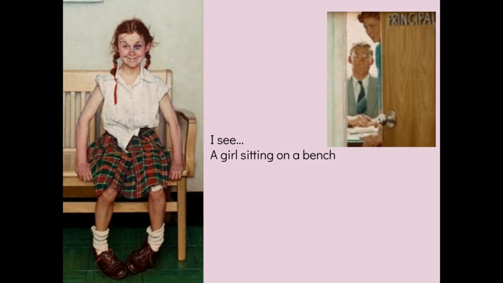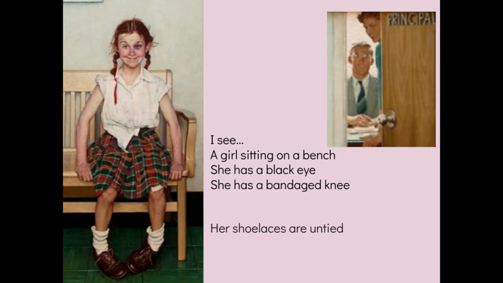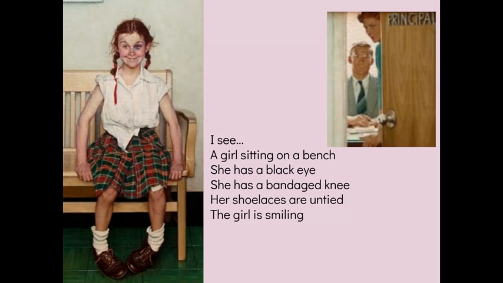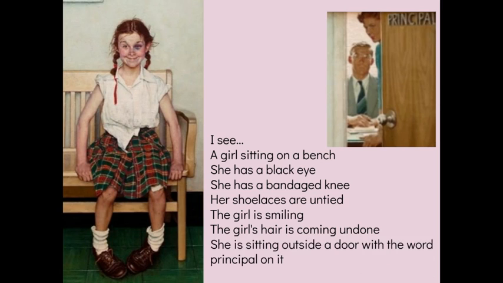I see a girl sitting on a bench. She has a black eye. She has a bandaged knee. Her shoelaces are untied. The girl is smiling. The girl's hair is coming undone. She is sitting outside a door with the word principal on it. The people in the room are looking out. I'm sure there's a lot more observations you could make about this picture.